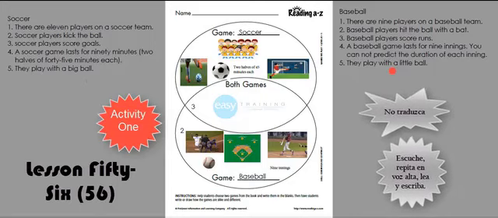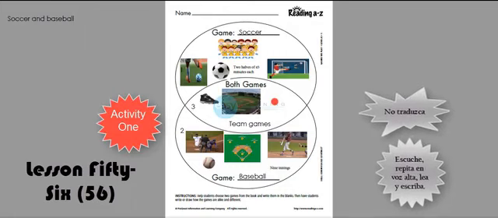Next, we are going to be talking about how both games, soccer and baseball, are similar, are alike. Let's do it. Here in the overlapping section of the diagram, section number 3, we can see how both games, that is soccer and baseball, are alike. How soccer and baseball are similar.